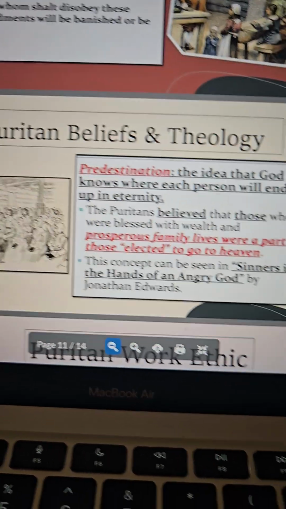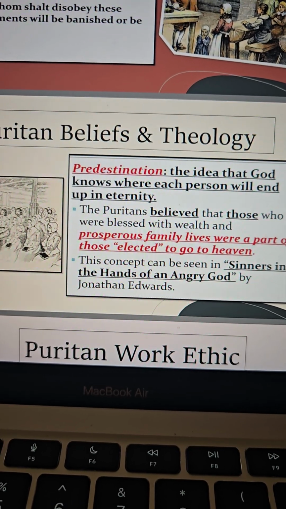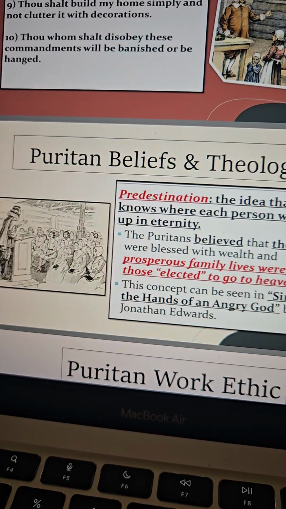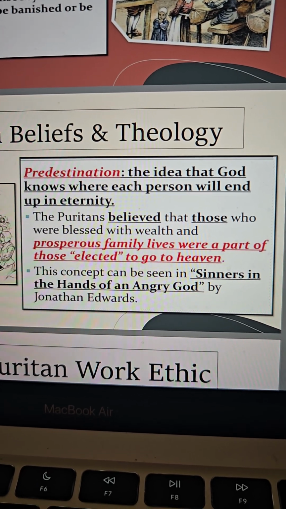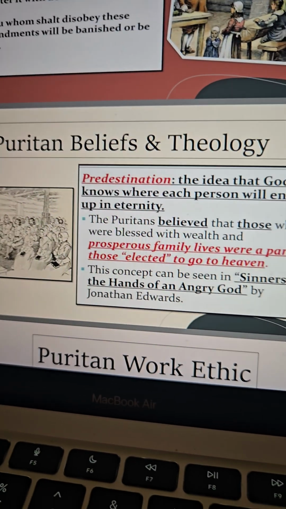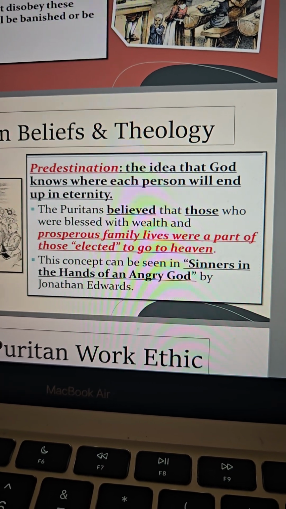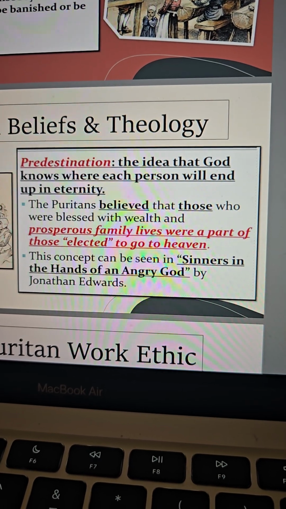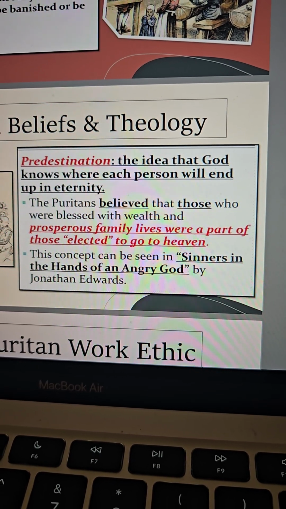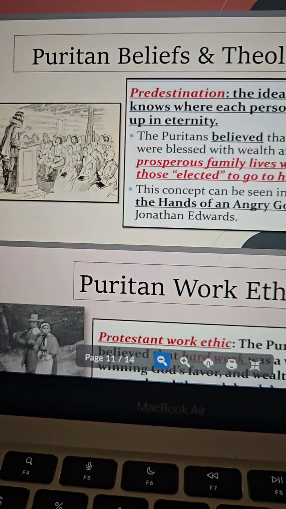And we have to understand that during this time, they also believed in different theology and promises in their upbringing. They believed in predestination, the idea that God knew where every person will end up in eternity. Puritans at this time believed that those who were blessed with wealth and prosperous family lives were a part of those elected, the selected elect to go to heaven. This concept can be seen in Sinners in the Hands of an Angry God by Jonathan Edwards, which is a reading that you do end up looking at.